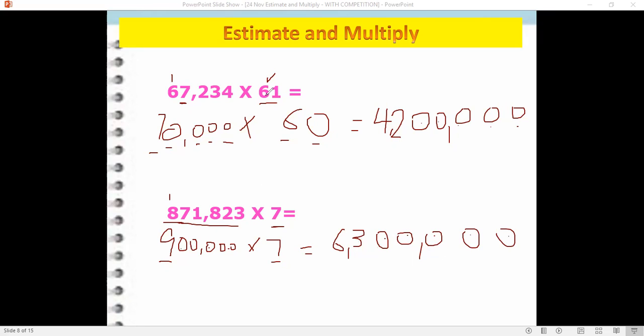So keep in your mind, if we have only one digit, only the other factor we are going to round. If we have two digits in the other one, both of the factors will be rounded. All right? Okay, very good.